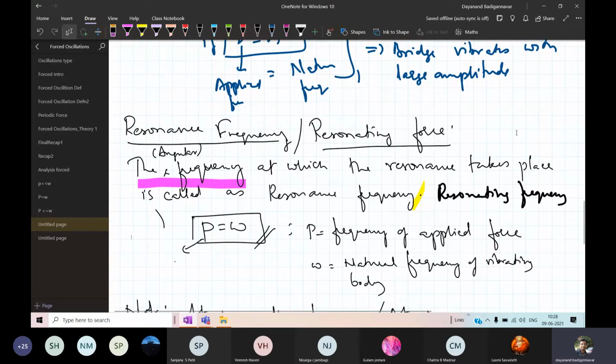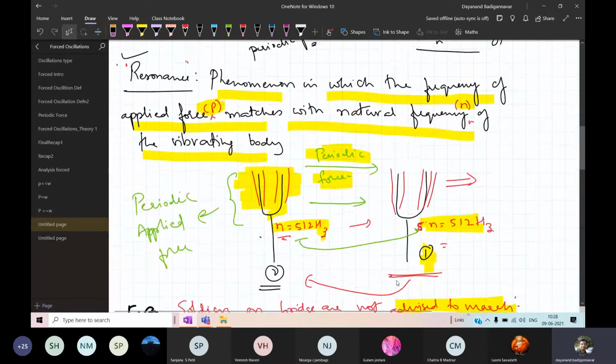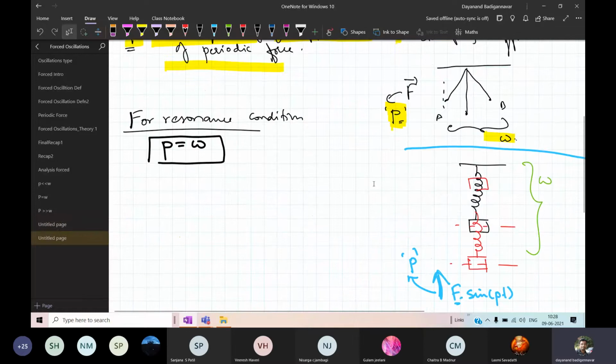Here, if you go for the definition, it says that resonance is a phenomenon in which the body vibrates, or it is the phenomenon in which the frequency of the applied force matches with the frequency of the vibrating force. You getting the point? So that is called resonance. As per the definition of resonance, just go for this.